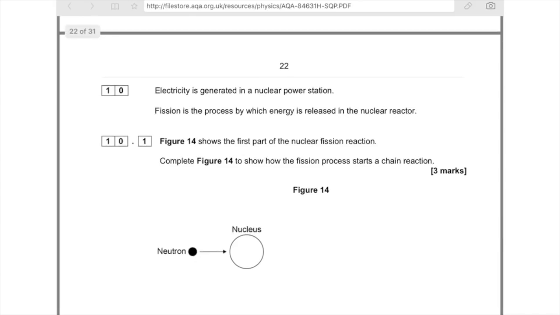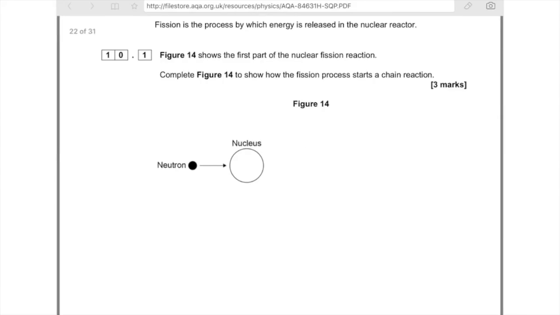10. Electricity is generated in a nuclear power station. Fission is the process by which energy is released in the nuclear reactor. Figure 14 shows the first part of the nuclear fission reaction. Complete figure 14 to show how the fission process starts the chain reaction. Make sure you include enough detail here.